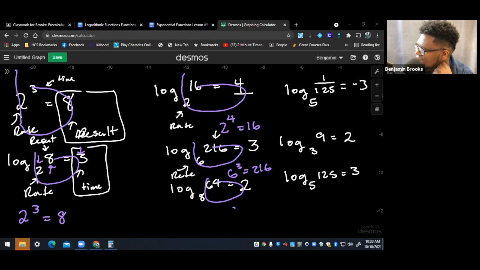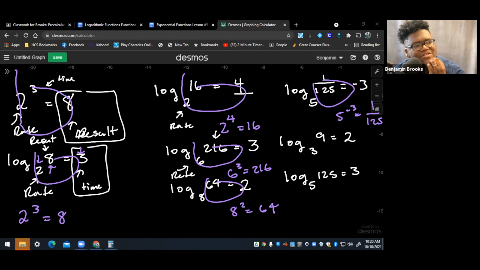If I redid these, I could say 6 cubed is equal to 216. Did these right here, 8 squared is equal to 64, which we know is true. I did these right here, I'd have 5 to the -3. It's 1 over 125. Everybody's cool with that? Makes sense? All right.